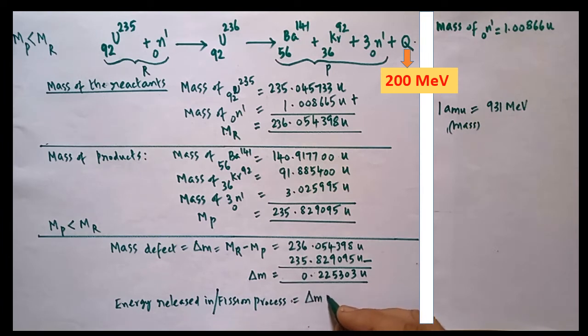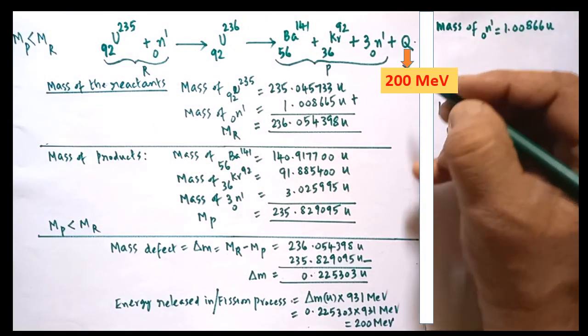Del m, mass defect, must be in atomic mass unit. That must be straight away multiplied with 931 million electron volt. Substitute 0.225303 into 931 million electron volt. If it is multiplied, you will get the answer as how much? 200 million electron volt. 200 million electron volt amount of energy is released here. So here we can substitute it now.